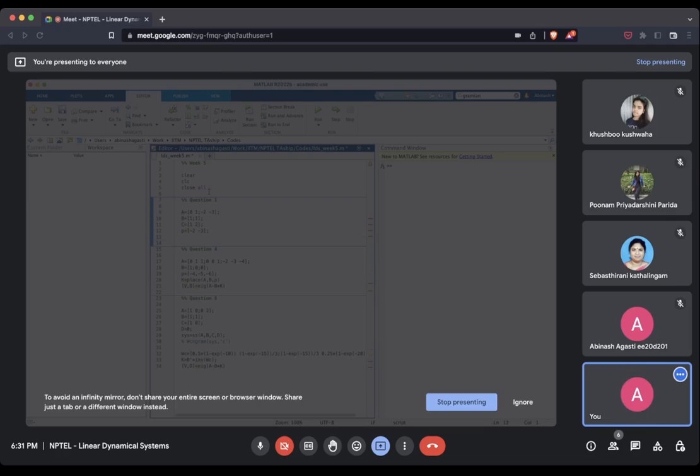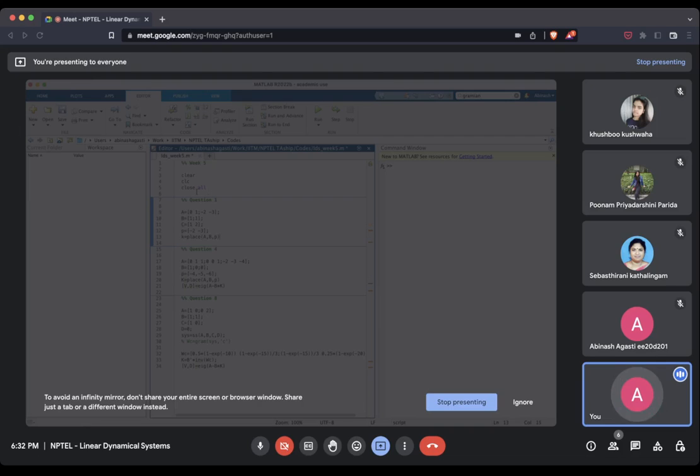Okay. Then, we found out that K is equal to 1.33 and 0.66. So let us first use the place command by MATLAB. K is equal to place command by A, comma B, comma P.